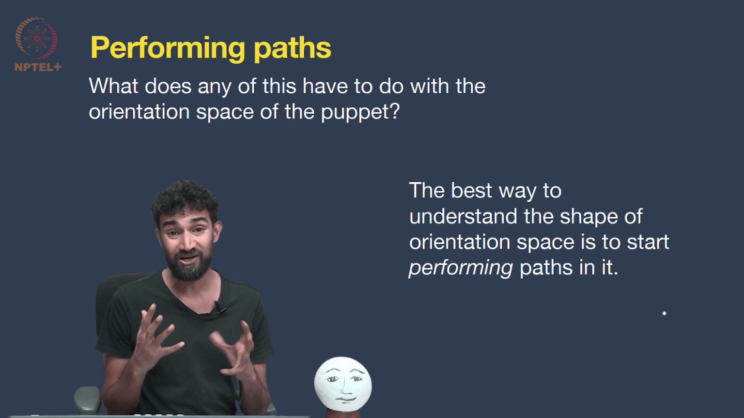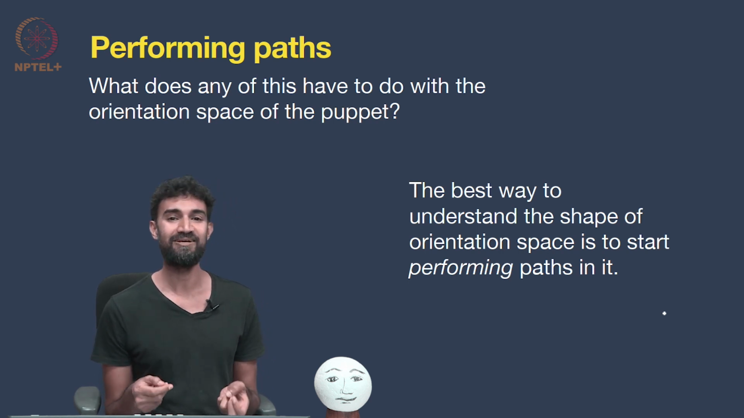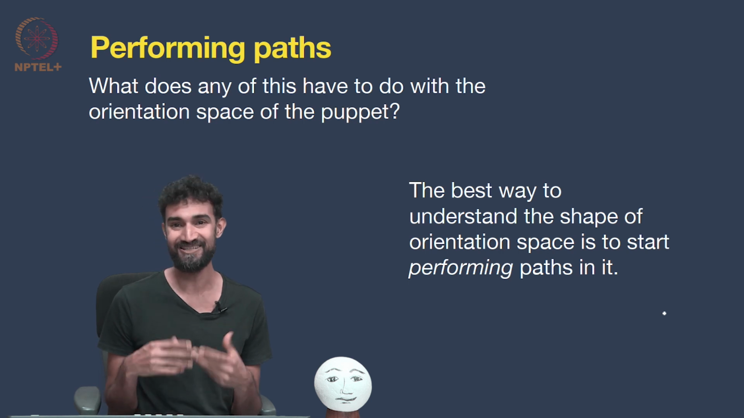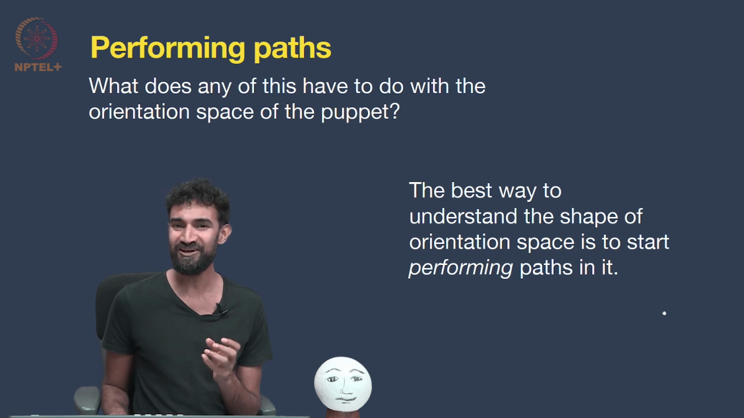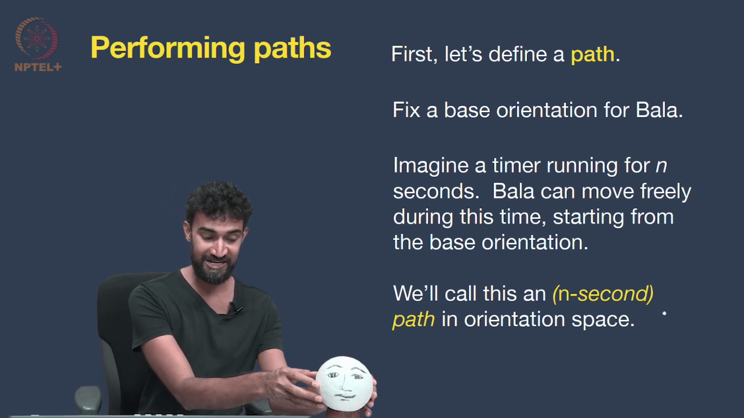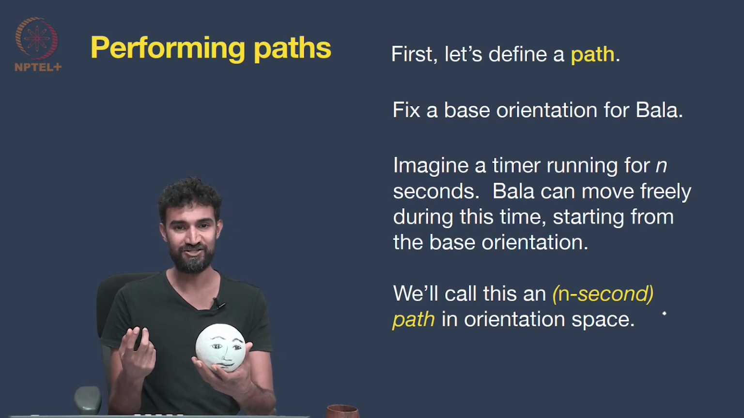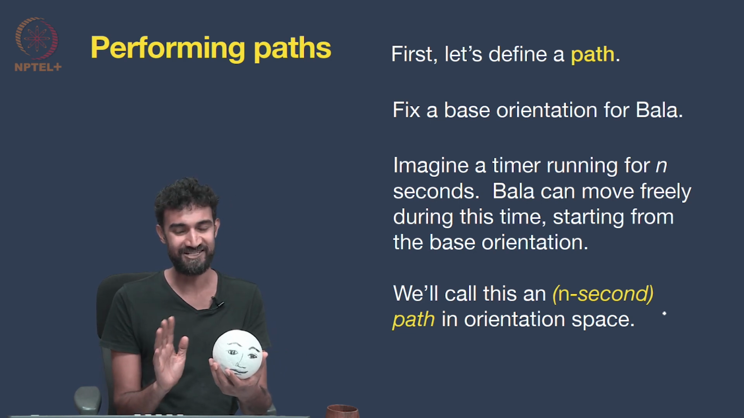Okay, so we want to understand the shape of orientation space. And one way to do that is to start performing paths in orientation space. What do I mean by that? Well, let's define a path first. So let's fix our base orientation for Bala, and let's imagine a timer that runs for n seconds, some number of seconds, it doesn't matter.